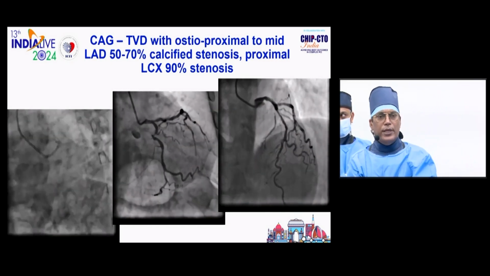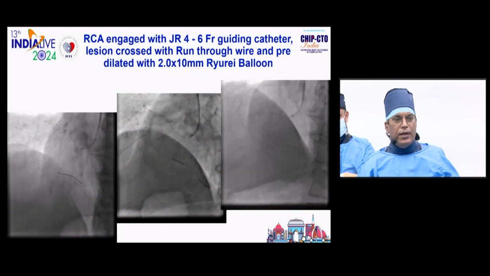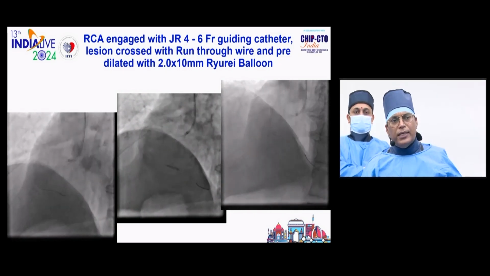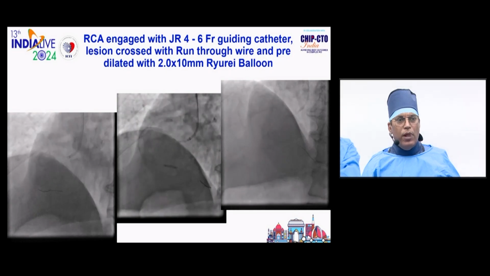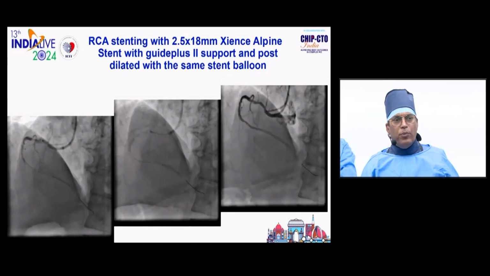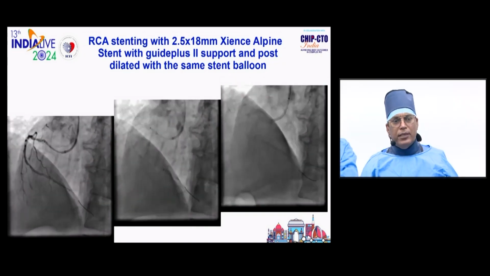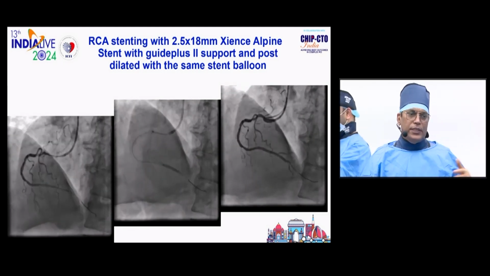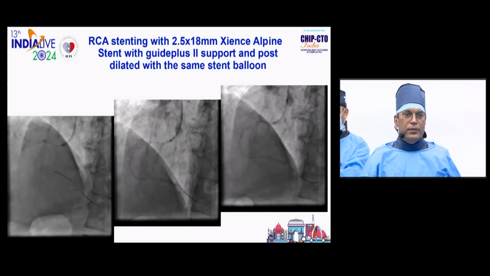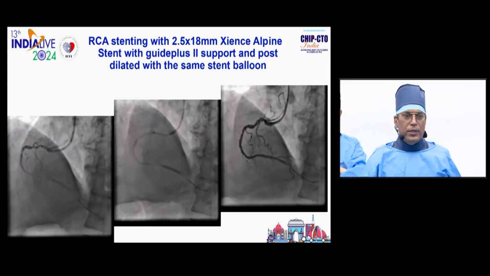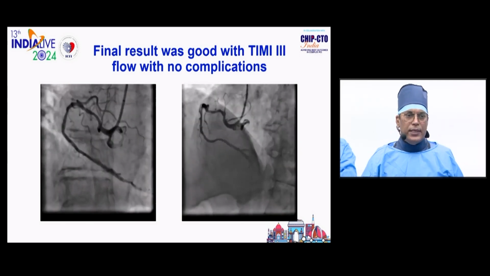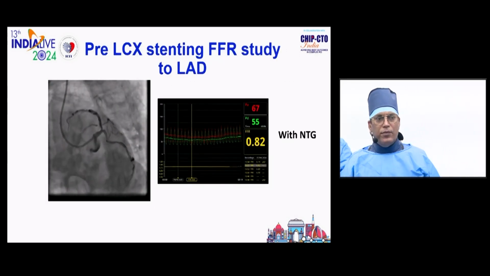With this angiogram, because the patient has classical unstable angina, we thought the culprit vessel is the right coronary. Then we did the right coronary stenting. Initially we dilated with a 2 mm balloon, and we used a 2.5 by 18 Xience. Because of the tortuosity, we used a guide plus 2 to get into the distal right coronary, and it was implanted with good TIMI grade 3 flow.